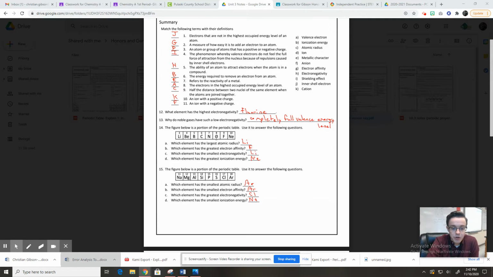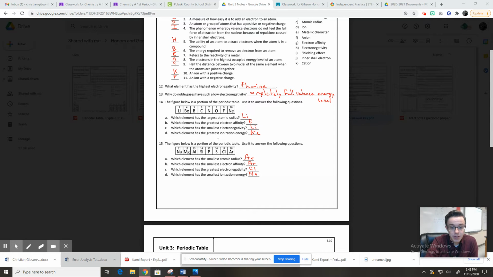Okay. Number 14, the figure below is a portion of the periodic table. Use it to answer the following questions. So which element has the largest atomic radius? Well, if you remember, atomic radius increases as you go to the left. So it would be the element on the far left, or lithium.